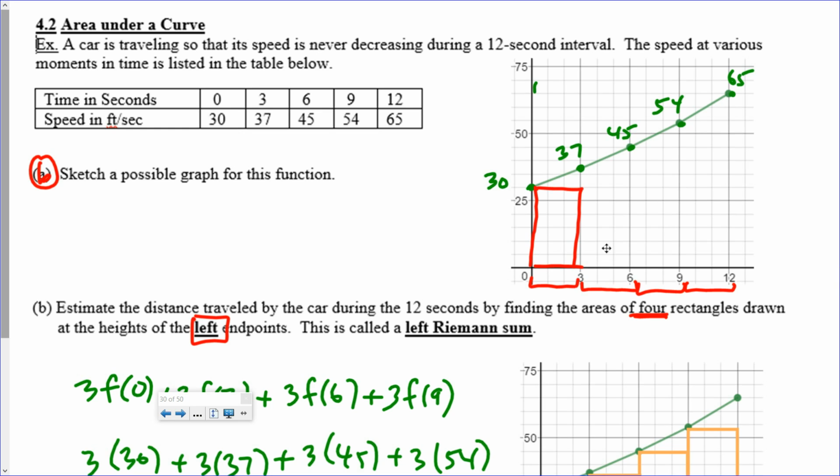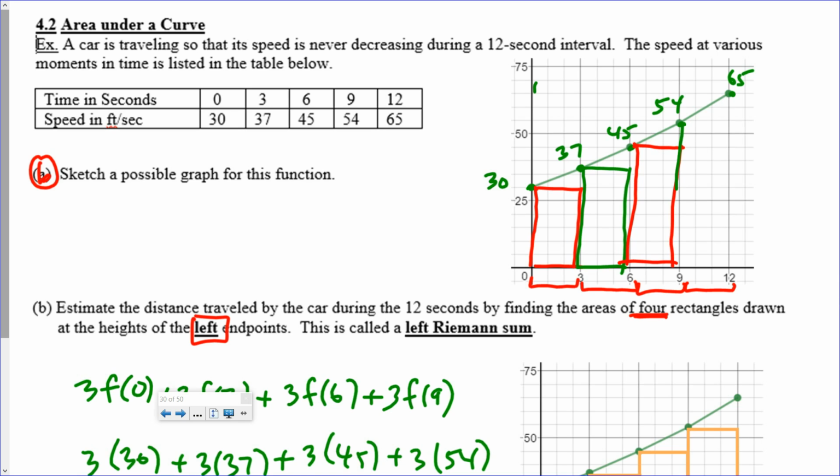Okay, here's my second rectangle. I'm going to pull up on the left side, hit wherever my function is on that left side, pull straight across, and that's going to be the y value for my second rectangle. You guys see how I'm making these rectangles? And then the next rectangle, I'm going to pull up on the 6, hit that 45, come straight across and make my third rectangle.